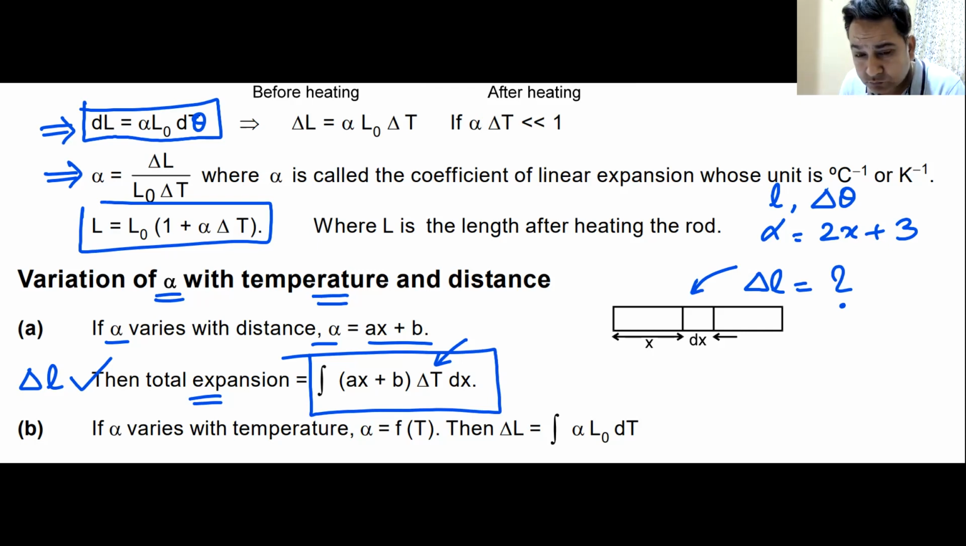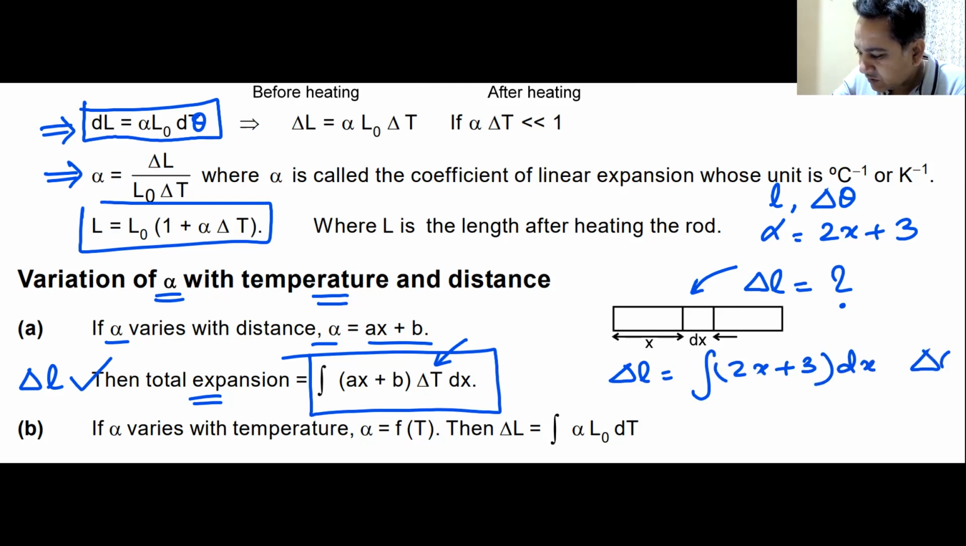L square plus 3L into delta theta. I just need to integrate it. So this will be the integration of 2x plus 3 dx, and this delta theta is a constant, so it will just jump out of the integral. X has to be integrated from 0 to L, so your final answer will be L square plus 3L into delta theta multiplied by L.